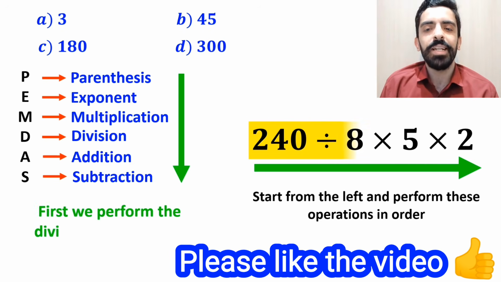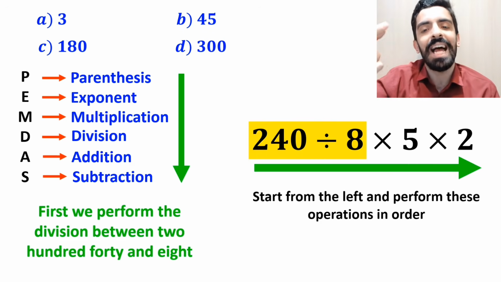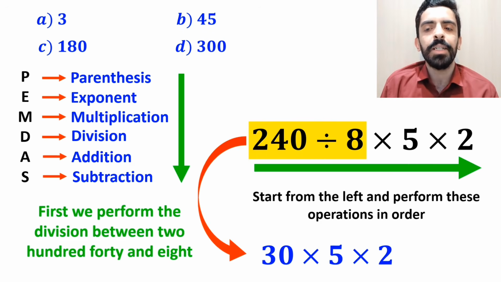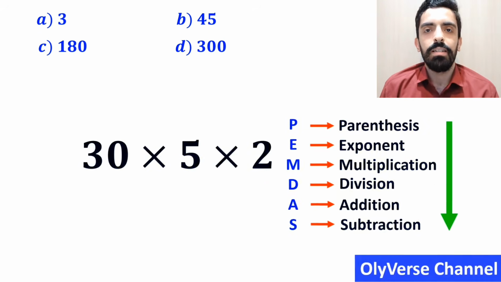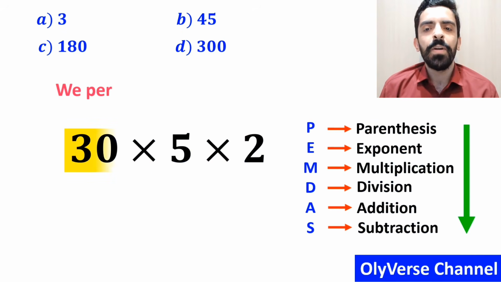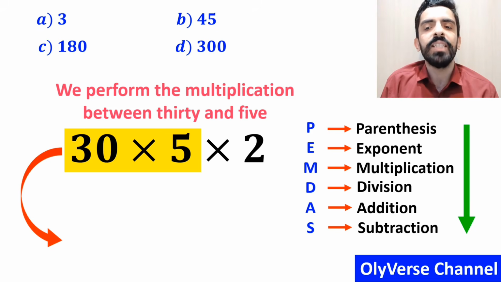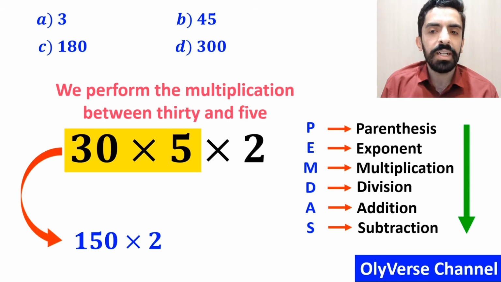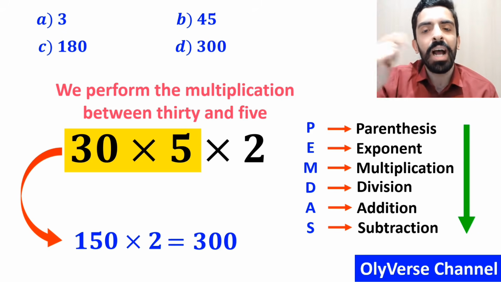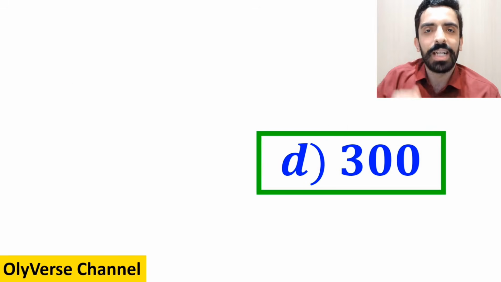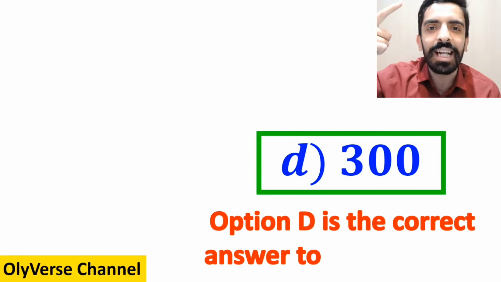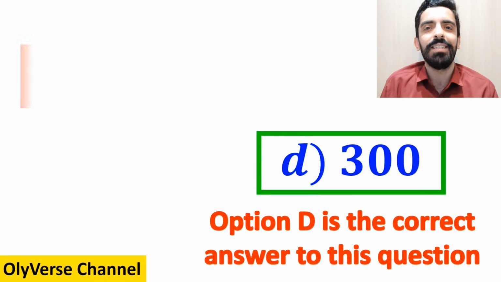So, first we perform the division between 240 and 8, which simplifies this expression to 30 multiplied by 5 and again multiplied by 2. In the final step, we perform the multiplication between 30 and 5. And instead of this expression, we can write 150 multiplied by 2, which finally gives us the answer 300. That's great. Option D is the correct answer to this question.